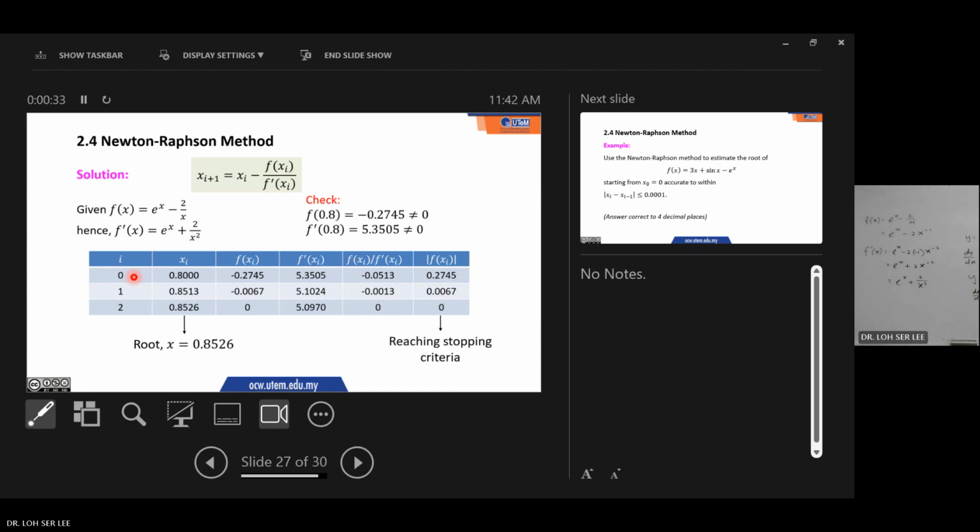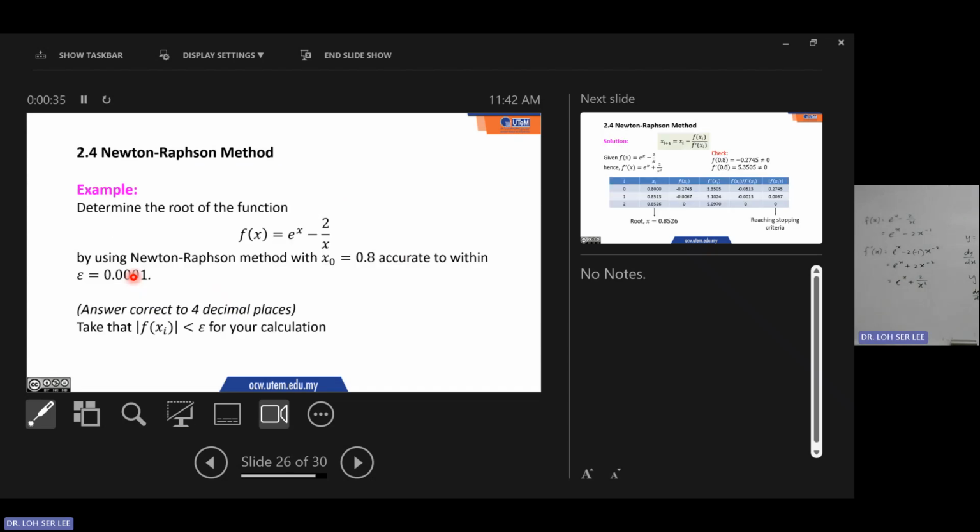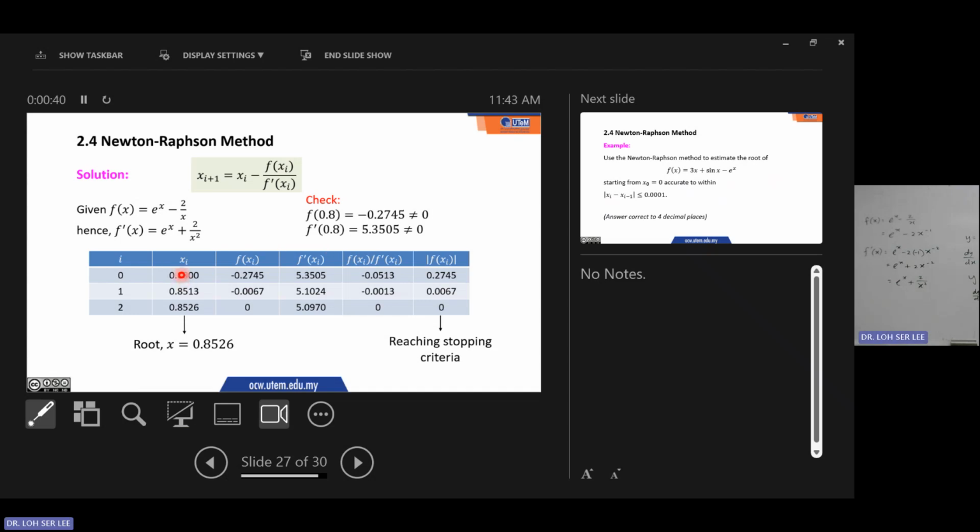According to the question, the starting point is 0.8. So this is 0.8. You substitute 0.8 into f(x), you get this. 0.8 substituted into f prime x, you get this. And then this one is f over f prime. So this one divided by this, you get this. So this is the magnitude of f. We just take the magnitude of this.